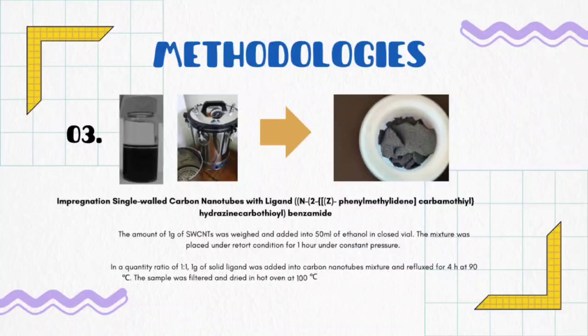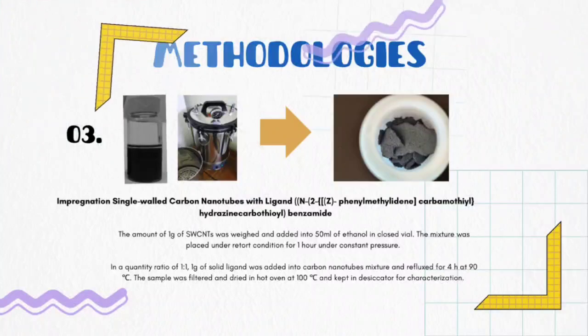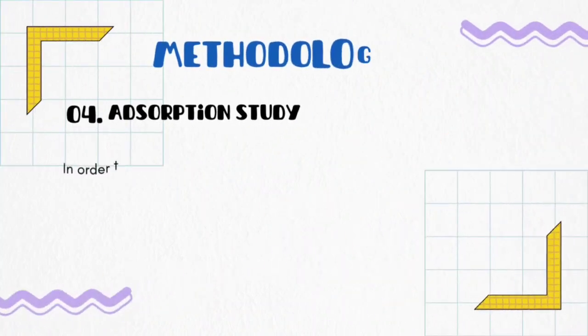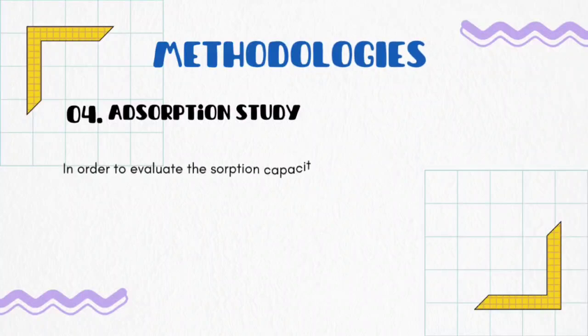In a quantity ratio of 1 to 1, 1 gram of solid ligands was added into the carbon nanotubes mixture and refluxed for 4 hours at 90 degrees Celsius. The sample was filtered and dried in a hot oven at 100 degrees Celsius and kept in a desiccator for characterization. Then, the sample undergoes an absorption study.